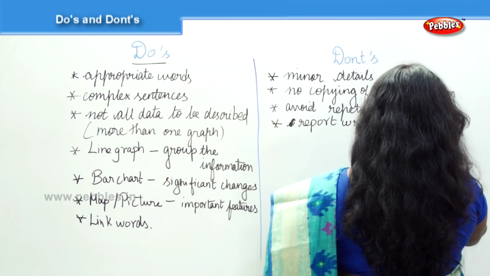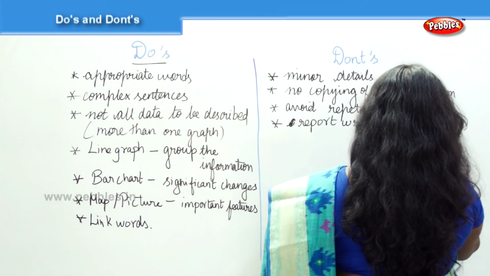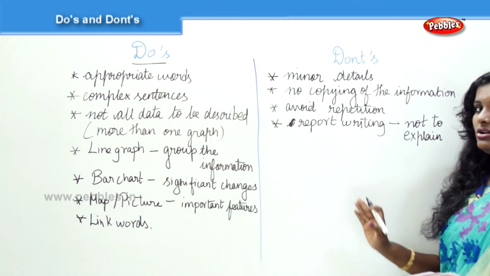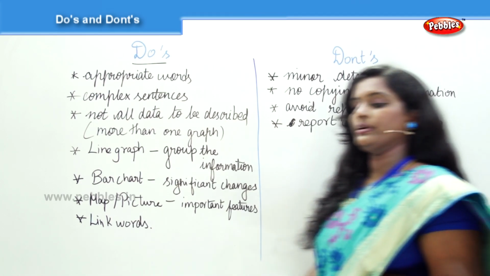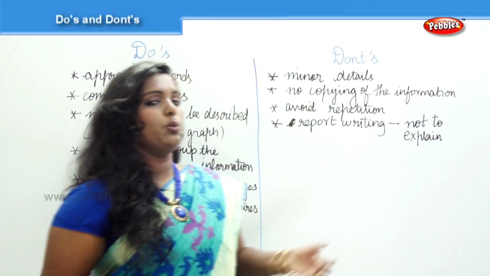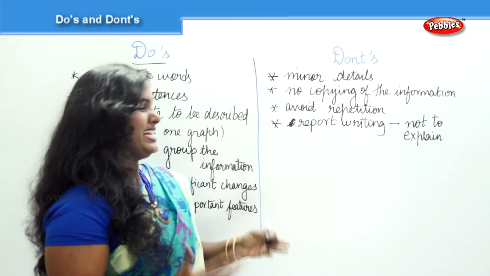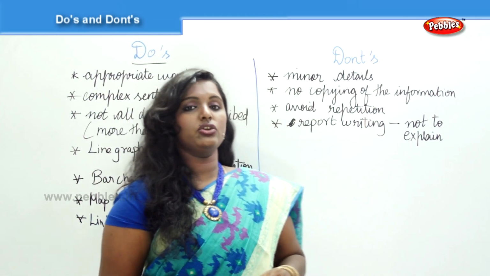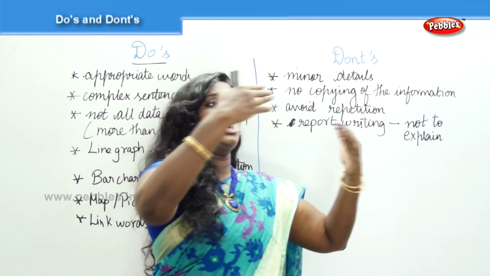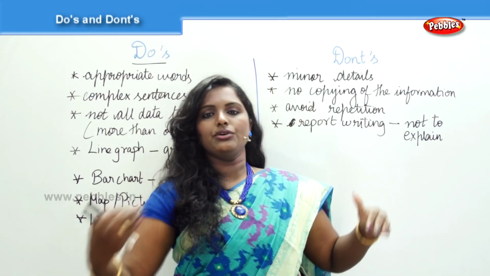Not to explain the information. You need not explain the information. Whatever has been given to you, it's just there already. You're just going to write whatever the information has been given, whatever form of pictorial representation it is in. You're not going to explain it in detail, in the sense you're just going to replicate whatever is there in the pictorial form, you're just going to bring it down into writing.